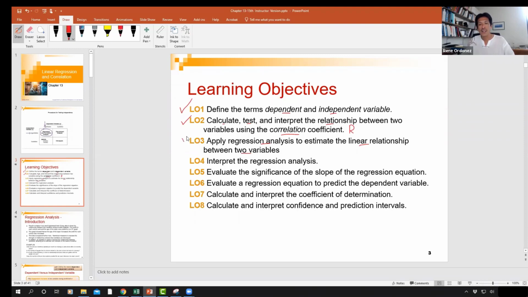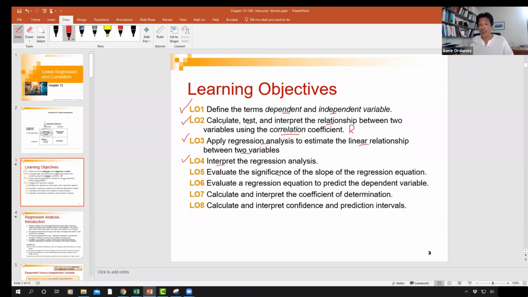Here, we will be using Excel to perform the regression analysis. When I say perform regression analysis, what I mean is we will be using Excel's data analysis or the interactive Excel template to do the calculation for us. Once we have applied regression analysis to estimate the relationship between the two variables, we will try to make sense of the numbers that we see in the regression output.